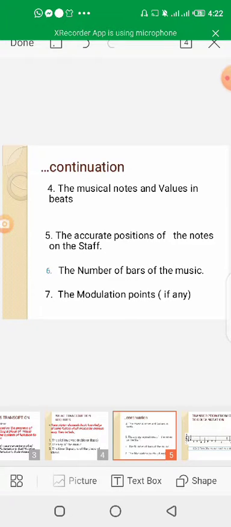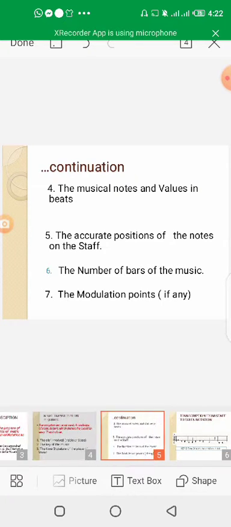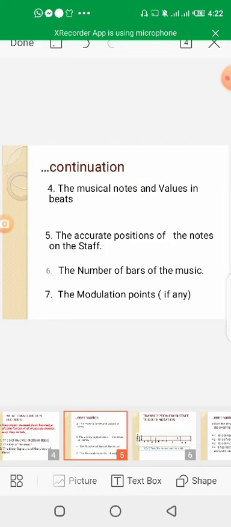And finally, the modulation points, if any. Now, there are some songs that have modulation. I know we've not learned about modulation, but modulation simply means moving from one key to another. So if there's a modulation in the song, you just try and note the key so that while transcribing it to another one, you'll be able to see that point clearly.